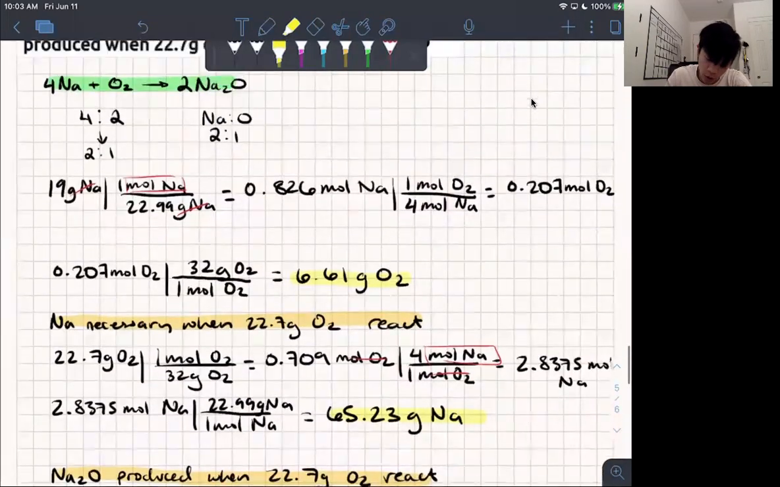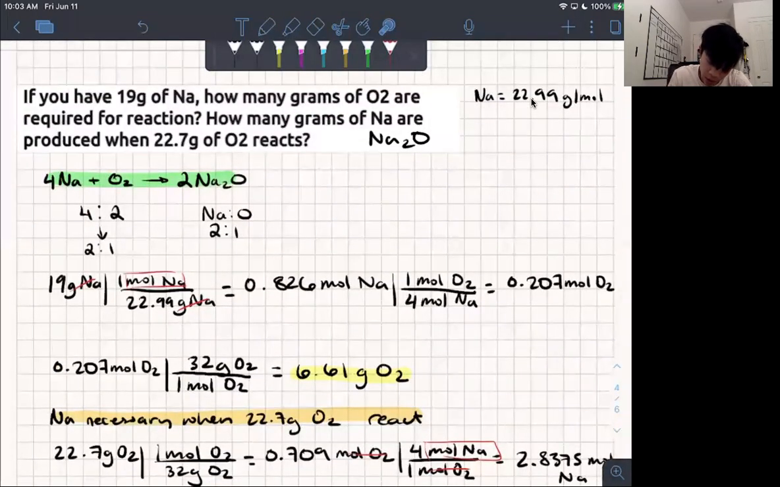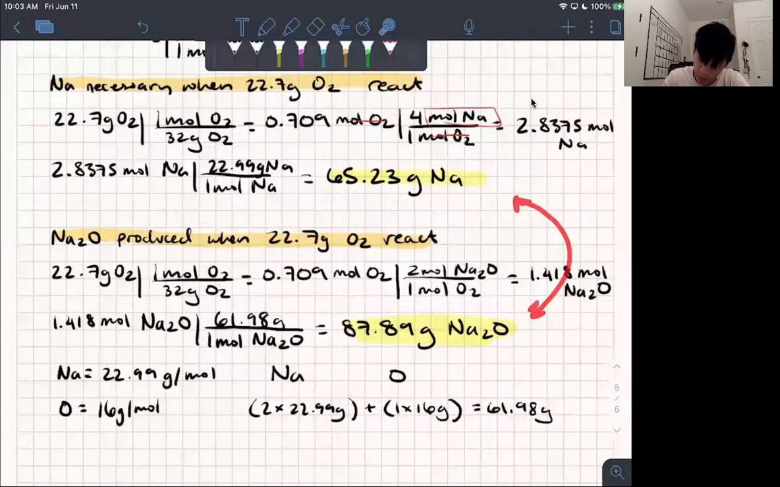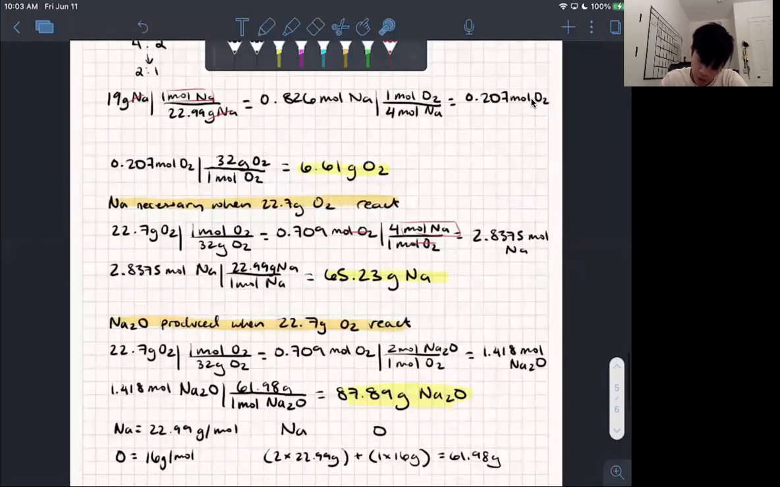So again, based on the question, sodium is not produced. What is produced is Na2O. I gave you both in case that was a typo. So I hope this helps.